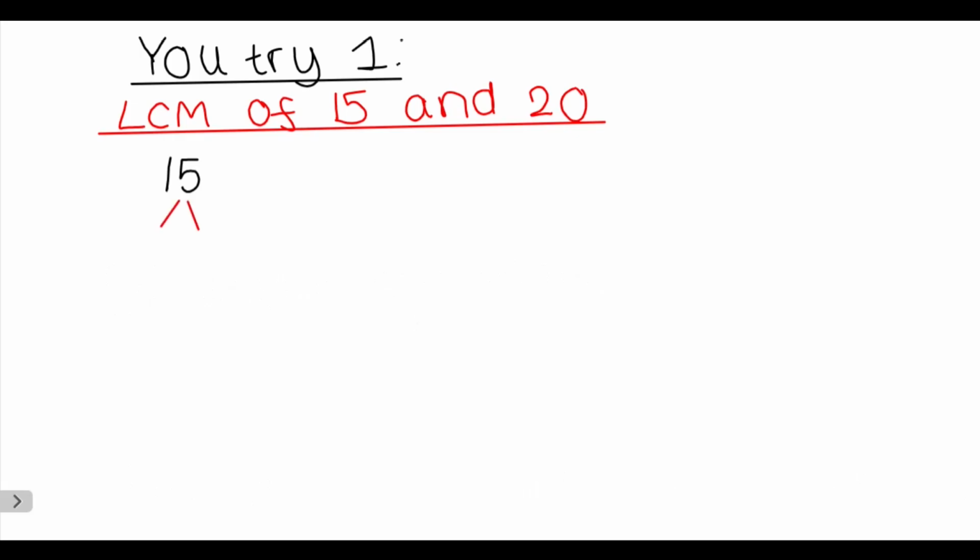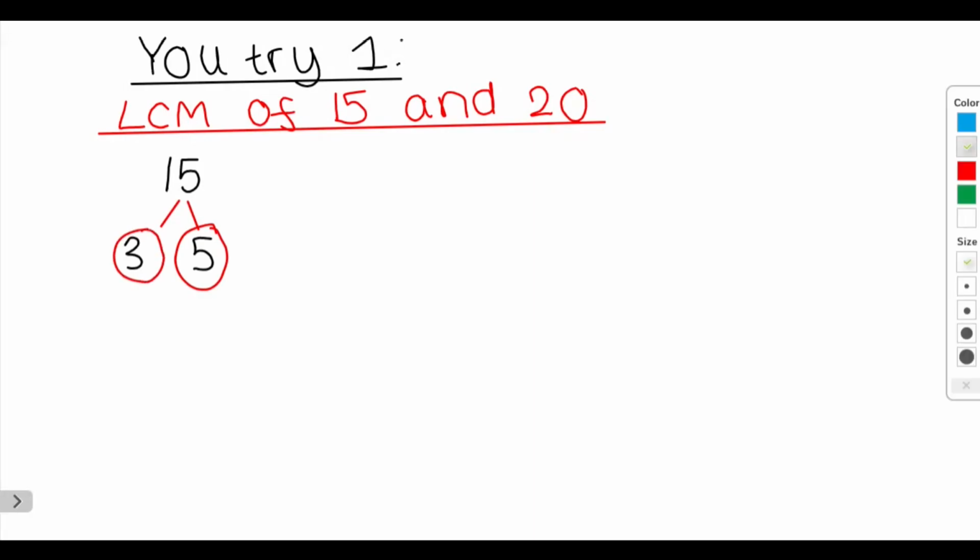So we need to see what divides into it. And that is 3 and 5. And these are both prime numbers, so we're going to circle it and we don't have to divide this any further. But now we need to do the prime factor tree for 20 and see what that divides into.